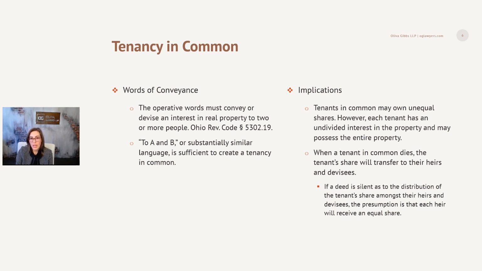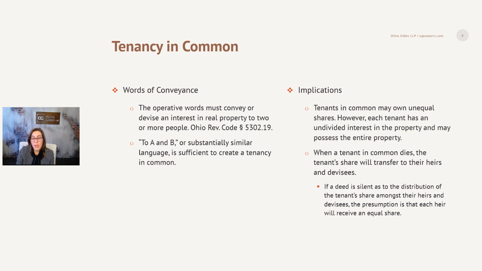It's important to note that the tenants in common do not have to hold equal shares of the property. However, if that is the intent, it must be expressly made clear. So if you wanted, you could say to X 1/3 and to Y 2/3. That would be perfectly acceptable. You could say to A 1/3, to B 1/6, to C 1/6, to D 1/3. Again, all perfectly acceptable.